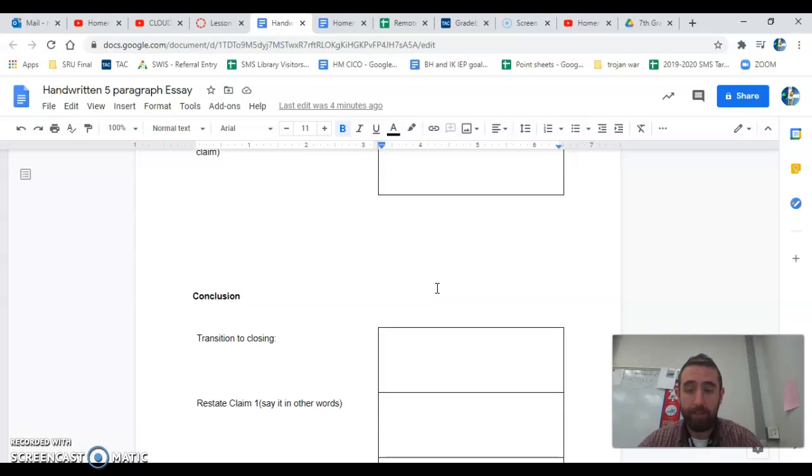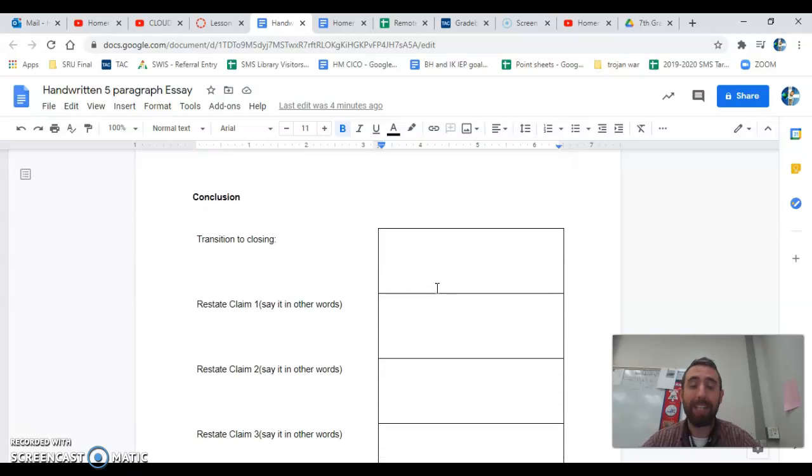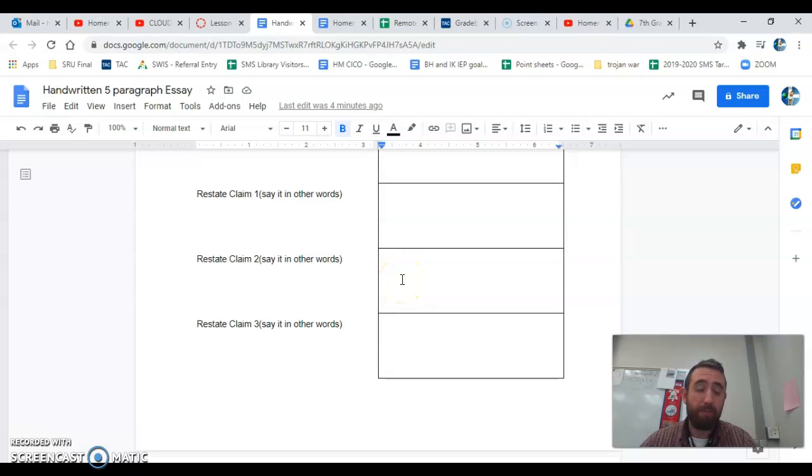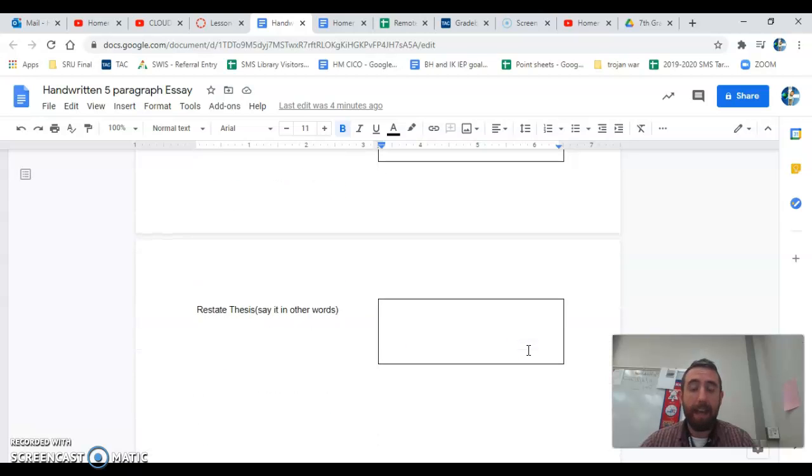Now, eventually, you need a conclusion paragraph. You need to tie it all together. Remind the reader one more time why you're right. So, a lot of times what we can do is restate our claims. If you just restate your claim from paragraph 1, just use different words, summarize it. You can do that again for paragraph 2, restate your claim in different words, and restate your claim for reason 3, paragraph 3. And then one more time, restate your thesis.